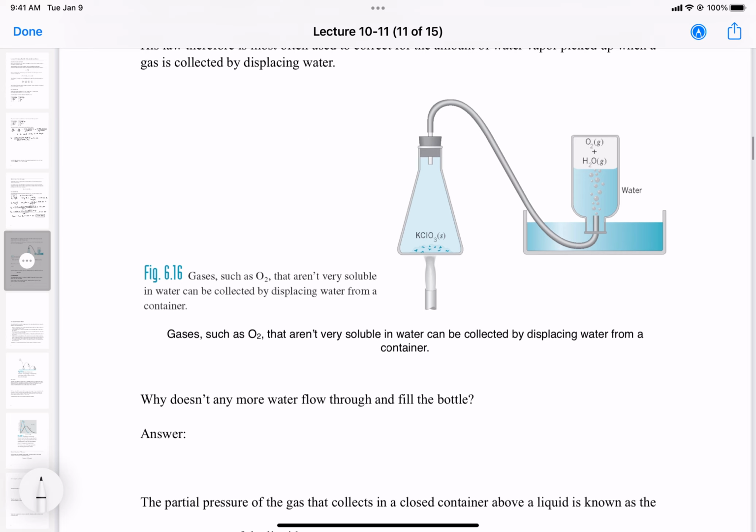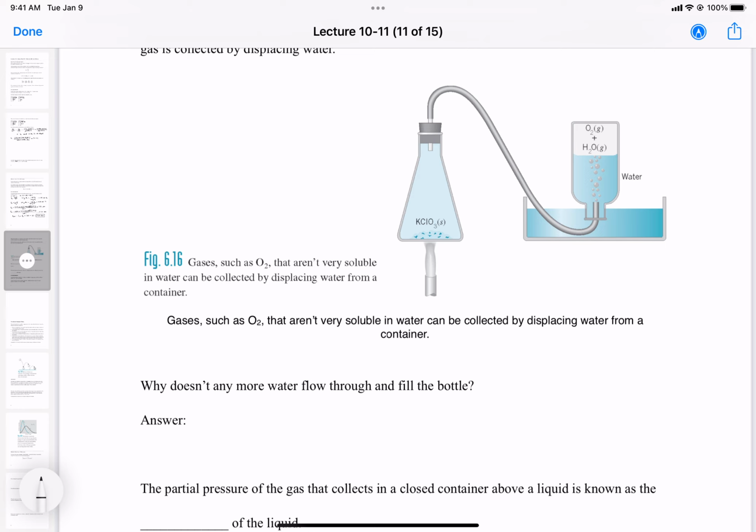So let's answer a few questions. Why doesn't any more water flow through and fill the bottle? Because the pressure of oxygen will balance the atmospheric pressure pushing down on the water. Here's the atmosphere or air pushing down on the surface of the water. When the pressure of oxygen plus water vapor is equal to the pressure of the atmosphere, you have an equilibrium state, and now no more water is going to fill. That's how you tell.